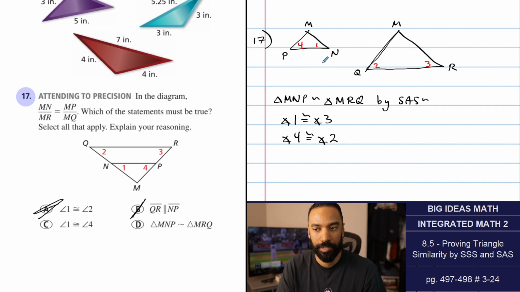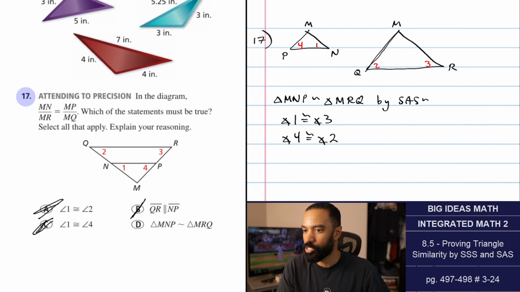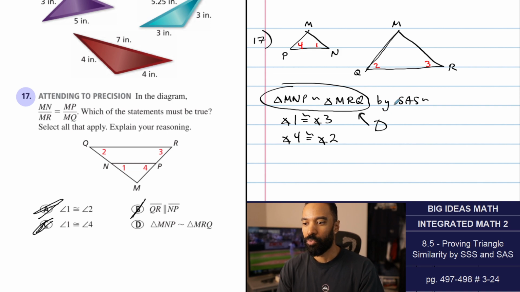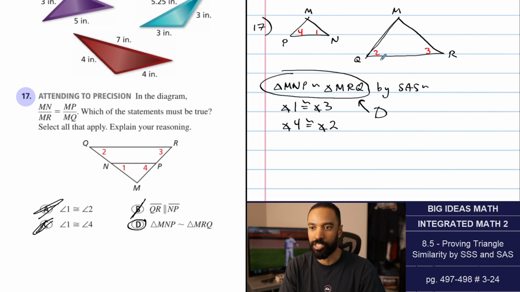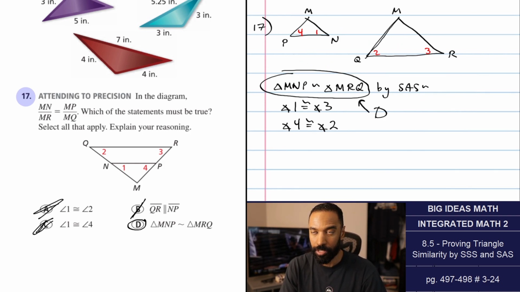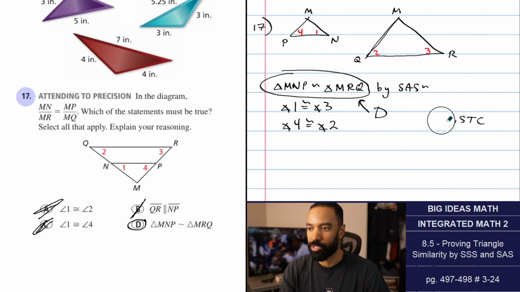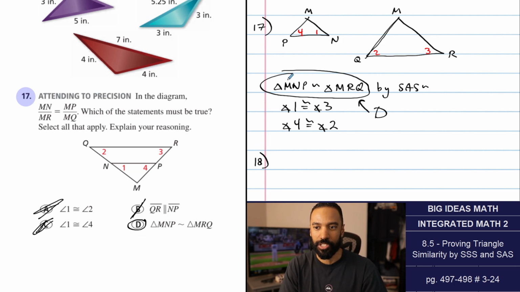Is 1 congruent to 4? I don't know. We have no reason to know that those two angles are congruent in their own triangle. MNP similar to MRQ, that's the statement I made there. So this one gives me option D. That's option D there. The reason is side angle side, and anything else that would have possibly been true would have been, not CPCTC, but corresponding angles of similar triangles are congruent. Corresponding angles of similar triangles are congruent. CASTC, which I've never said out loud before. Okay, so only one of these was correct, at least known to be correct.